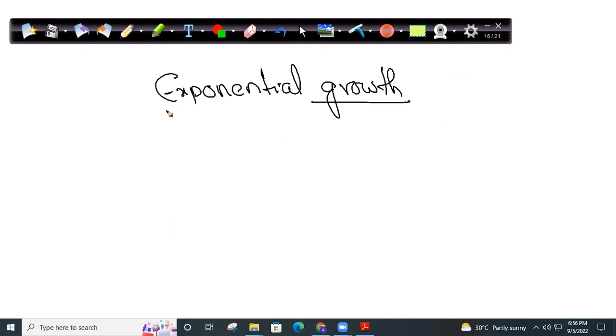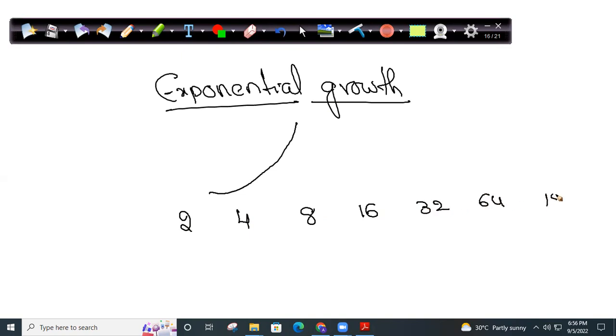Now, exponential growth. What is the meaning of exponential growth? Suppose you have $2 today, tomorrow you have $4, the day after $8, then $16, $32, $64, $128.